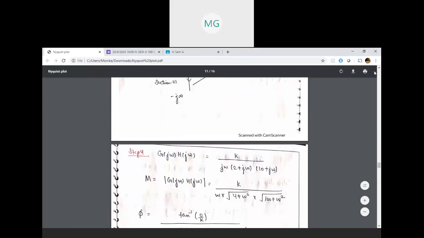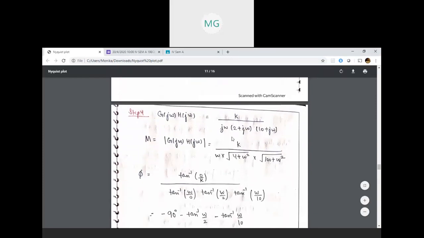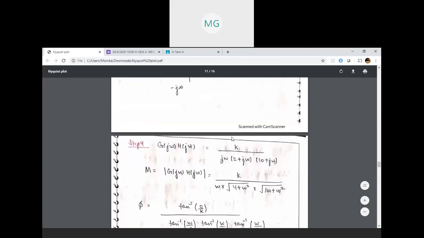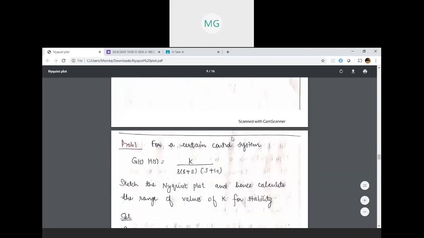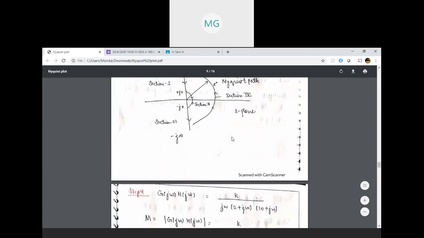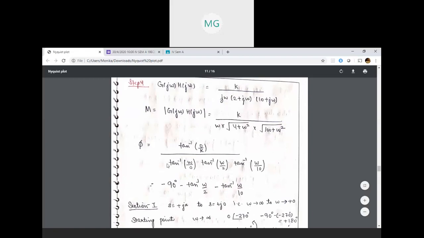Now, after doing till this point, the next step is you will write down your transfer function. So your transfer function is K upon s into (s + 2) into (s + 10). You have to convert this transfer function into the frequency domain. So substitute s = j omega: j omega into (2 + j omega) into (10 + j omega). Find out the magnitude of it. So you see the magnitude is K upon omega into under root (4 + omega square) into (100 + omega square), right? Then you have to find the phase angle of it.